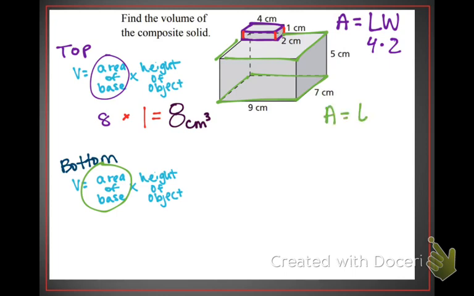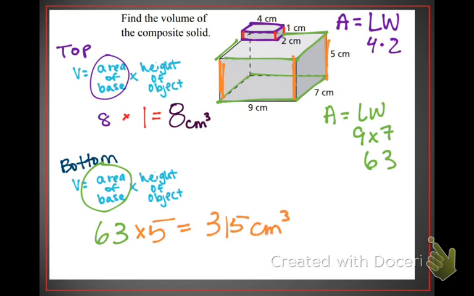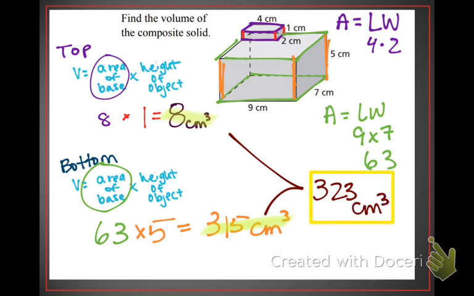Area equals length times width. What is the length and the width of the bottom? 9 and 7. 9 times 7 is 63. 63 times the height of the object. What is the height? 5. So 63 times 5 is 315 centimeters cubed. So this was the volume at the top, 8, and the volume at the bottom was 315. What did we decide we were going to do with those? We're going to add them. Add them together and we get 323 centimeters cubed. That's the answer.